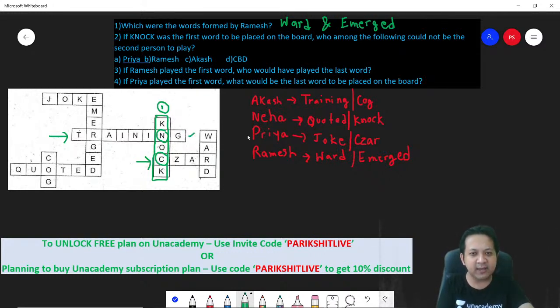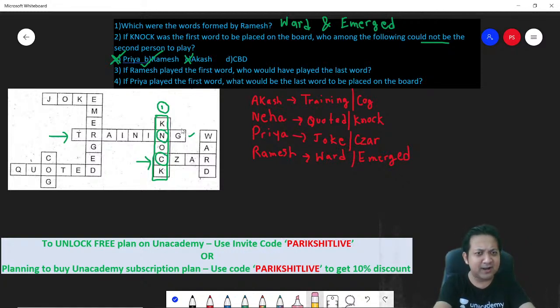So if it is training, then who wrote training? Akash. But the question is saying who cannot be the second person. So Akash can be the second person because he might have formed the word training. And if the word is czar, in that case, it was Priya who wrote it. So it means Priya and Akash can never be your answers. So who cannot be the second person? Definitely Ramesh cannot be the second person. Getting it? Fine. Third one.